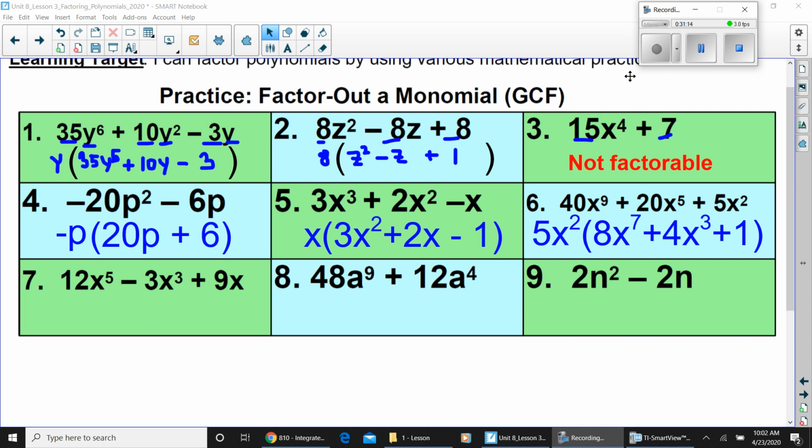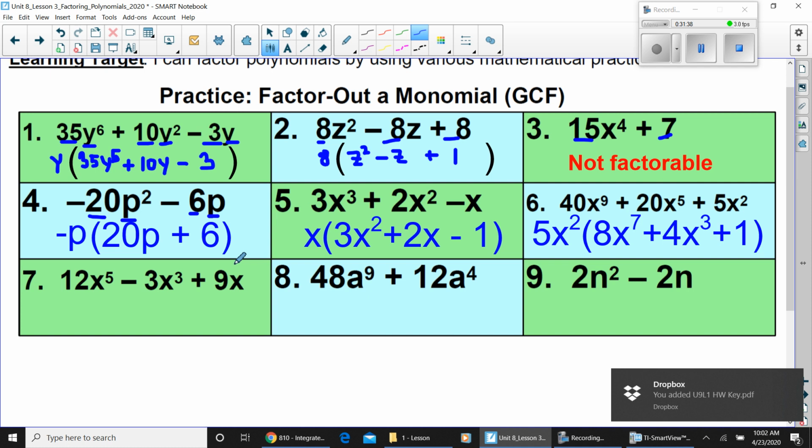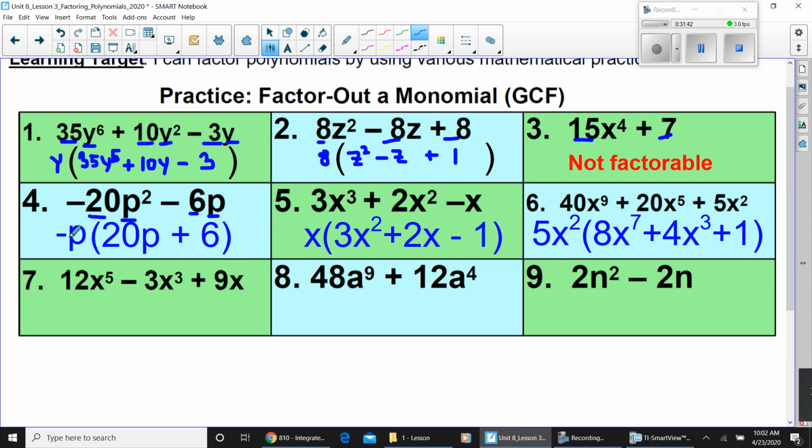So, number 4, looking at number 4, since they're both negative, and just taking in the numbers, the coefficients, there's no greatest common factor as far as numbers go. It goes into 6 and 20. But we have p here and we have p squared here. So p is coming out as a greatest common factor. And since they're both negative, I'm going to take that negative p out as well.